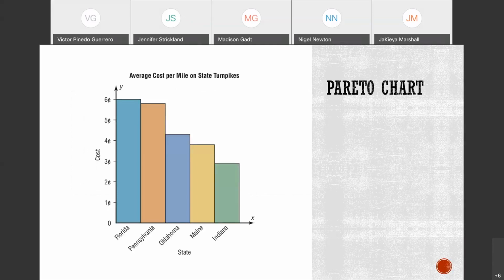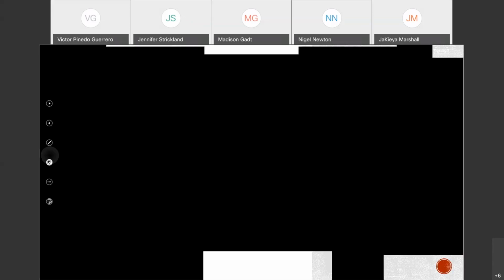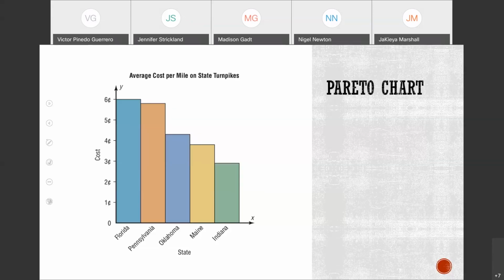So this is the first one. It's called a Pareto chart. You don't have to draw the graph. I just have an example up here so you can kind of see it. I am going to put a little bit of information over here that you might want to jot down about the graph, and then we're going to look at an example.